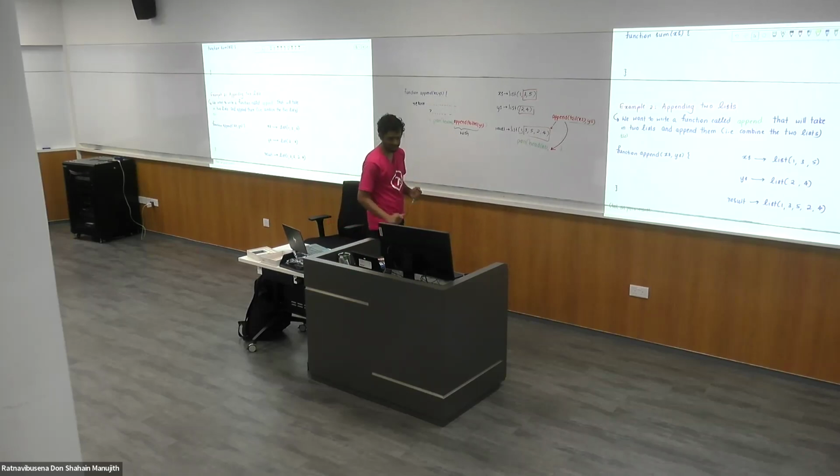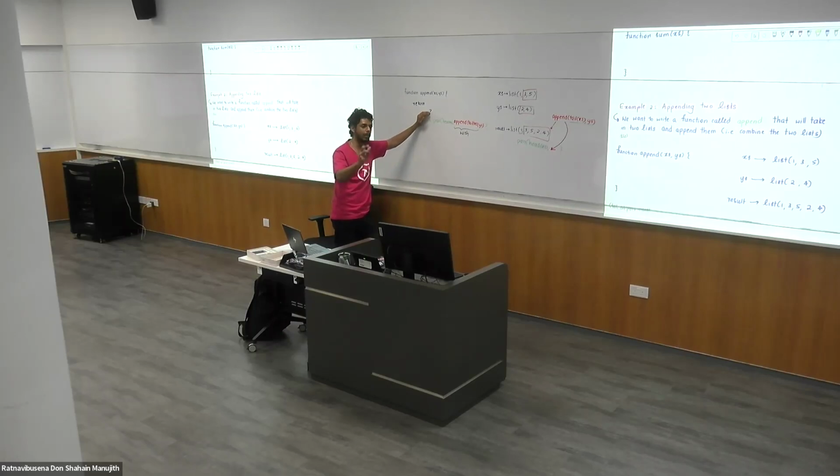Okay, now let's figure out the base case. What's the base case? Now look at how we call the recursive function. We call append XS YS goes to append tail XS YS. Looking at this recursive call, what's the smallest subproblem that we can solve without using recursion?